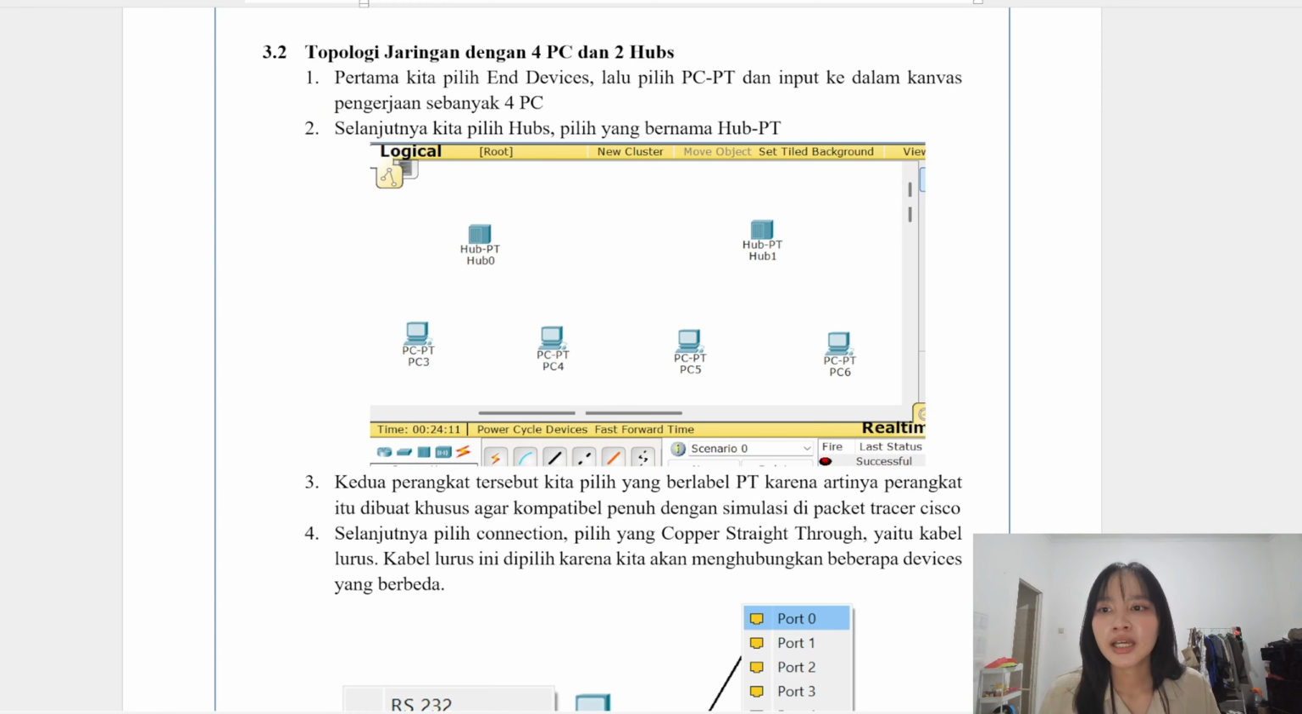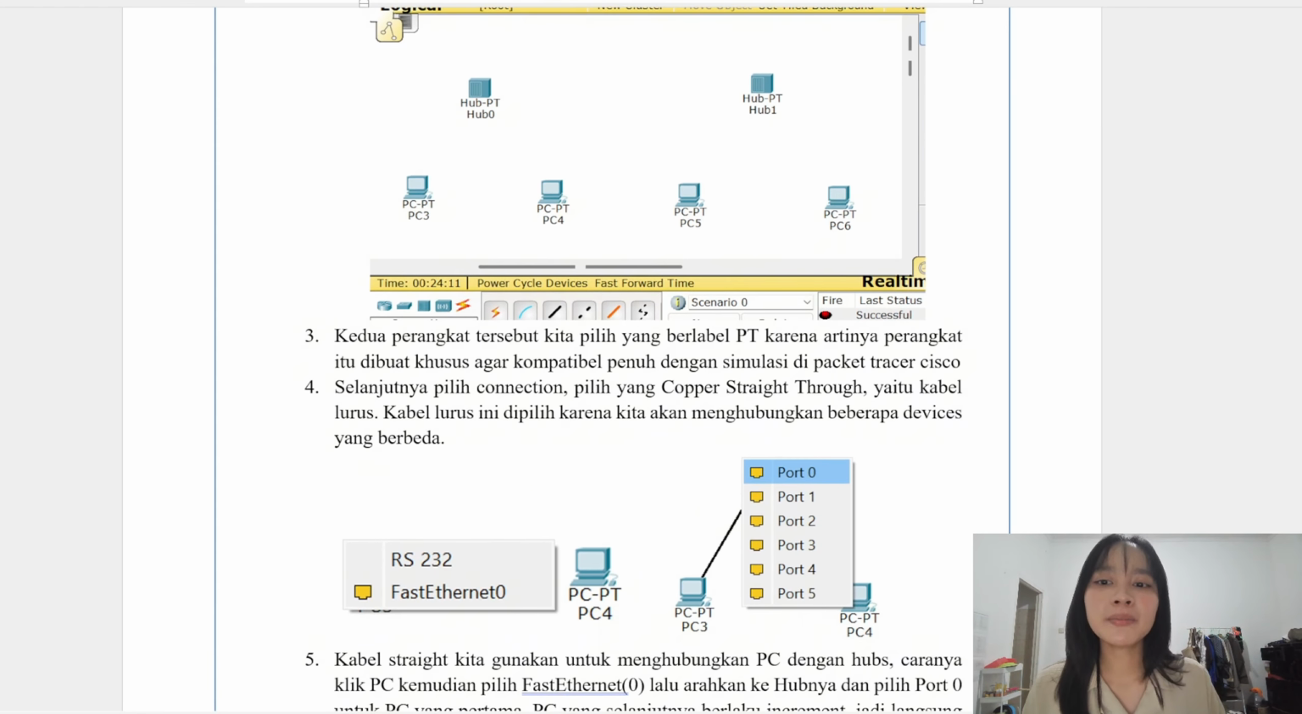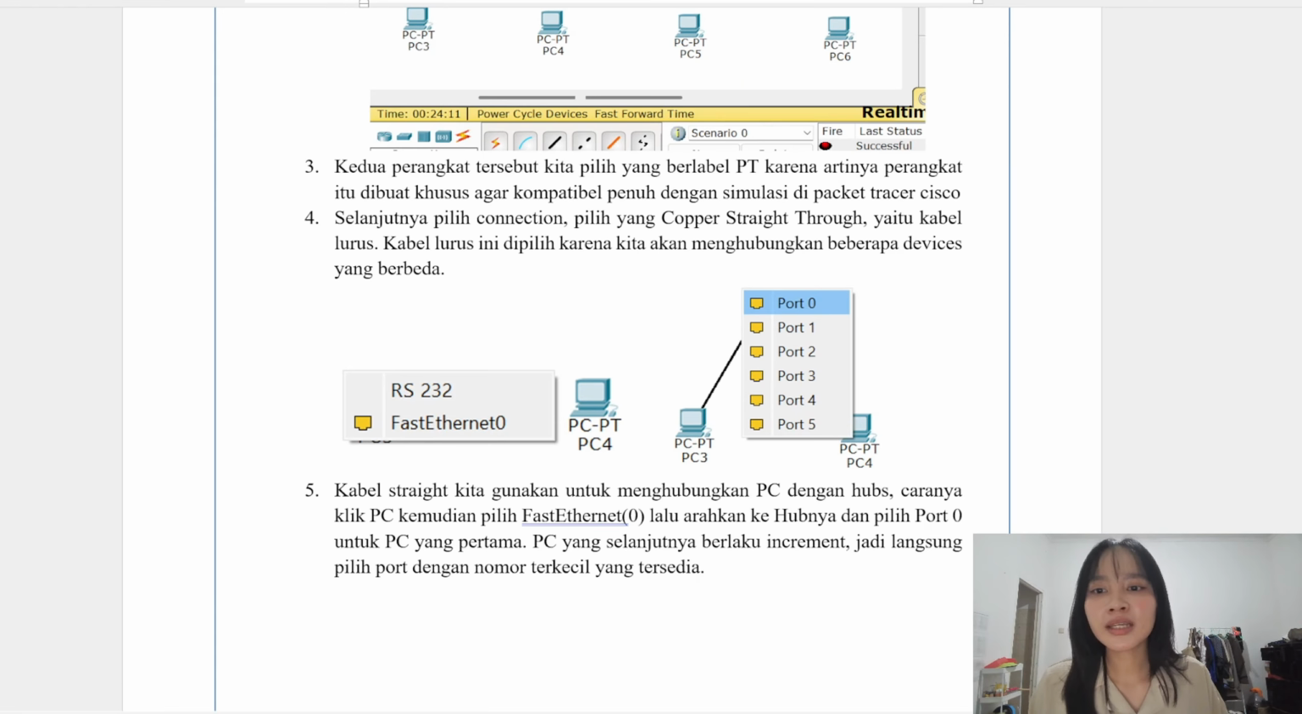And the next one is network topology with 4 PC and 2 hubs. Same as the previous practicum, first we select the PC and we choose 4 PC because we need 4, and we select hub and we choose 2 hubs. As you can see, if we already choose all of them, it will appear like the picture above. And both of the devices are labeled PT because they are specially designed to be fully compatible with simulation and Cisco Packet Tracer. And next, select the connection, then choose copper straight-through, which is a straight cable.